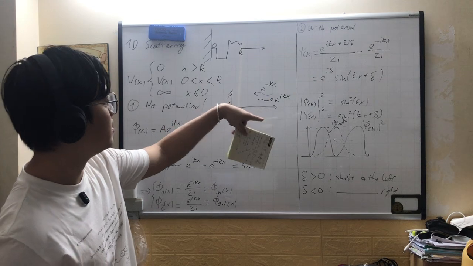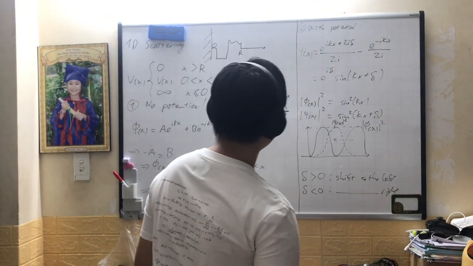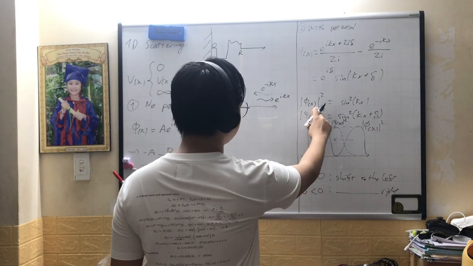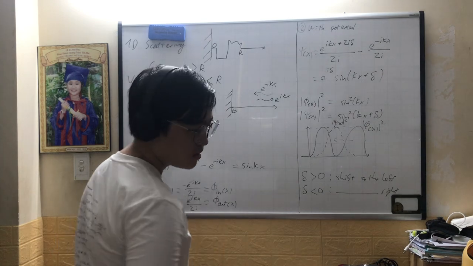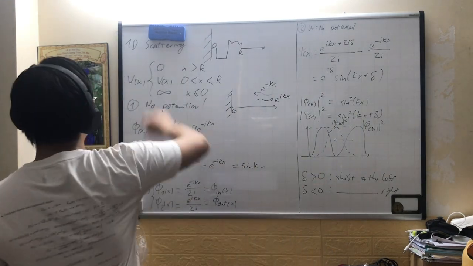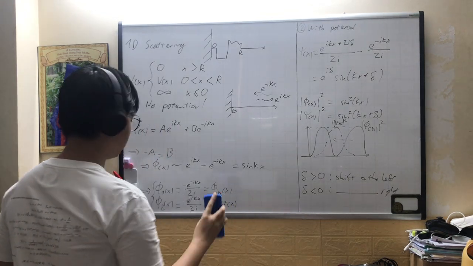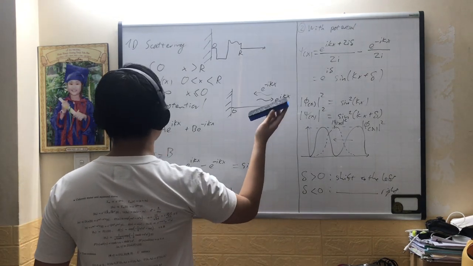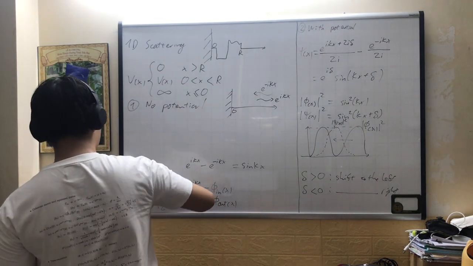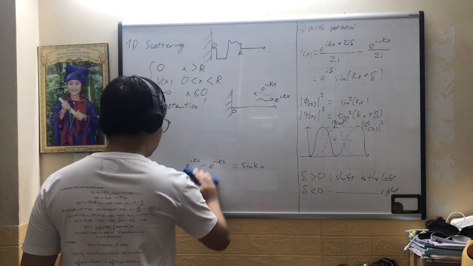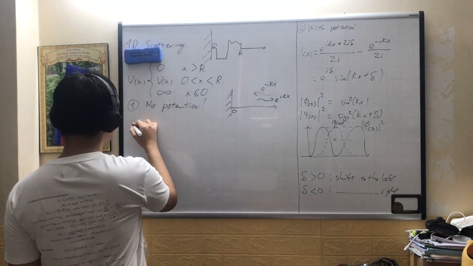From these two cases, you can get that this one and this one are basically equal to each other, but there would be something in between them, and that is what we call the scattered wave. So erase this part, erase this part.